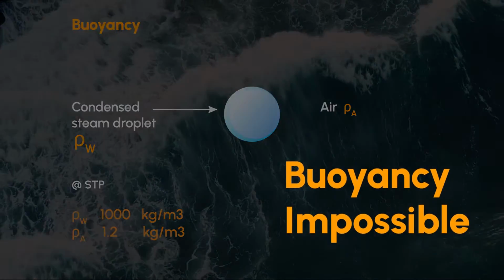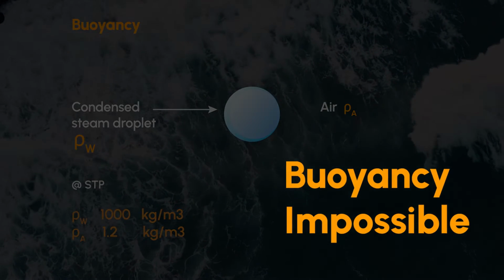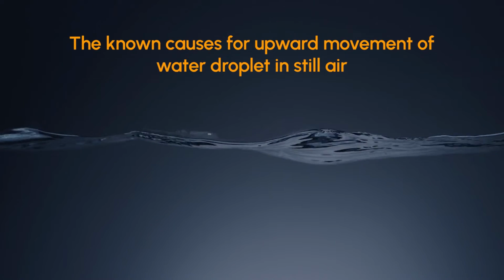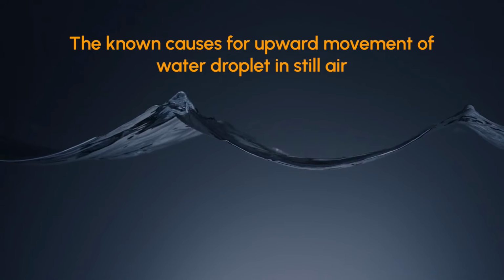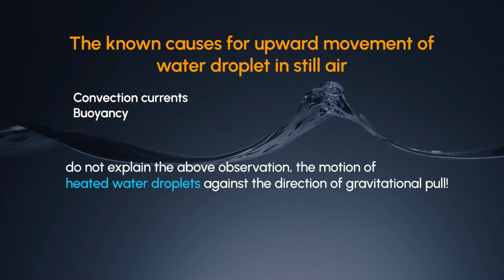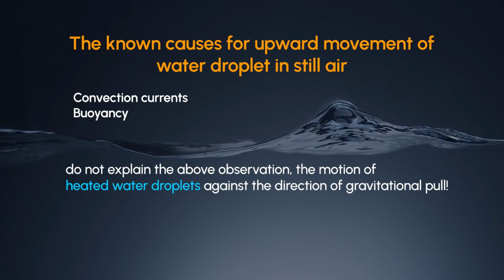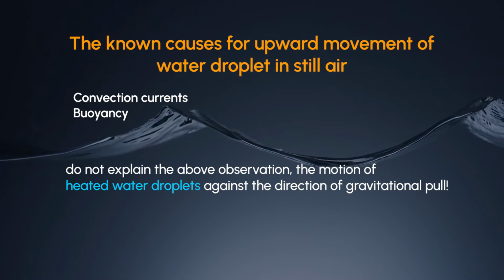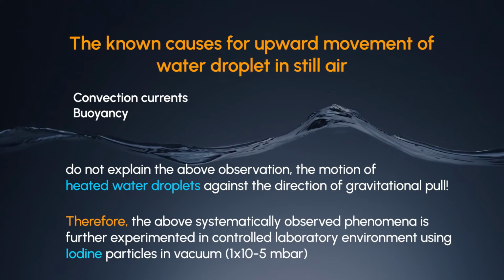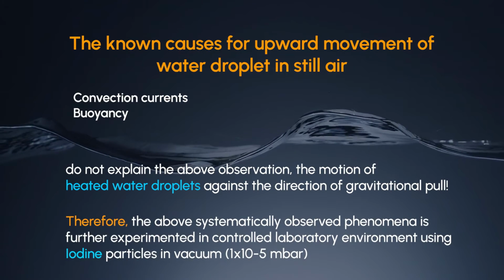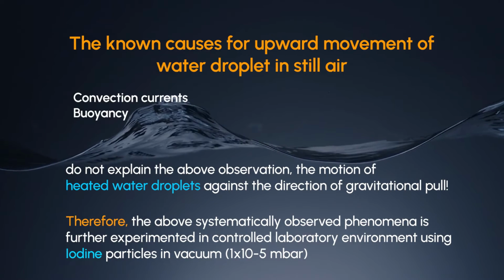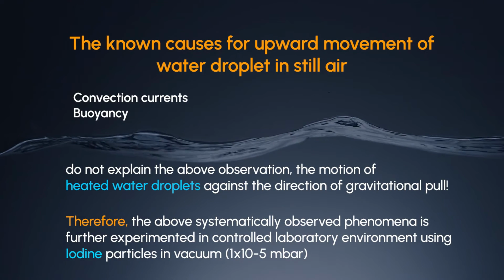All possible causes of upward movement that conventional principles of physics suggest do not happen here. The known causes for upward movement of a water droplet in still air, convection currents and buoyancy, do not explain the above observation: the motion of heated water droplets against the direction of gravitational pull. Therefore, the above systematically observed phenomenon is further experimented in a controlled laboratory environment using iodine particles in vacuum.